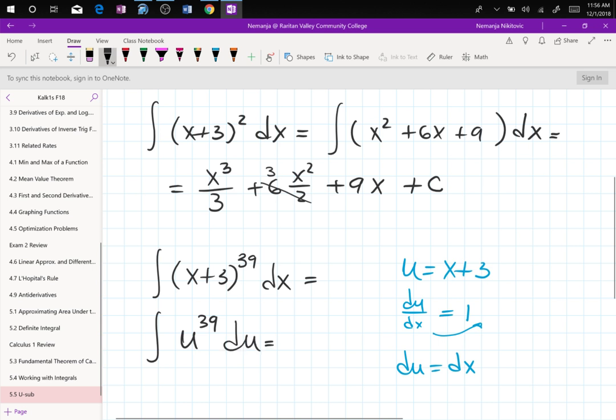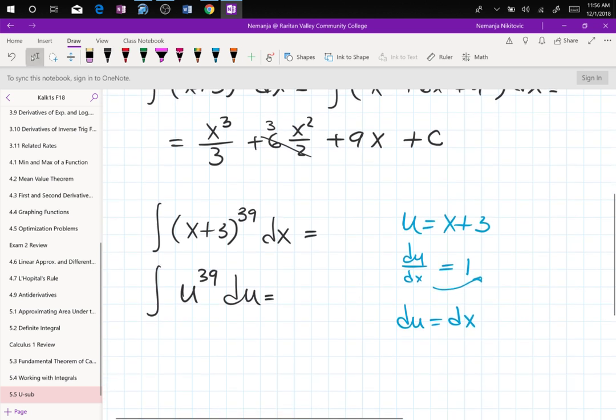And that's how we transform our integral completely from something that would take a very long time, it's really annoying to multiply that 39 times, into a problem that we can solve by simply adding 1. So u to the 40 over 40 plus c. Now we can't leave the answer this way, because the problem was posed in terms of x. And what you have there is u. So you have to go back to the x variable.